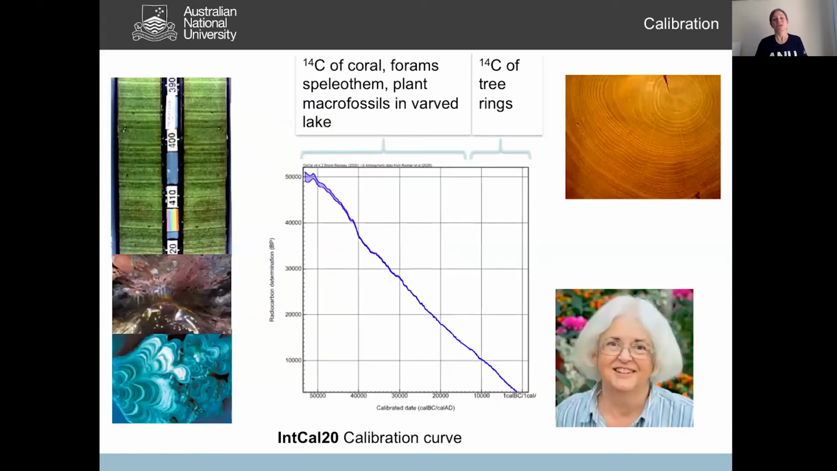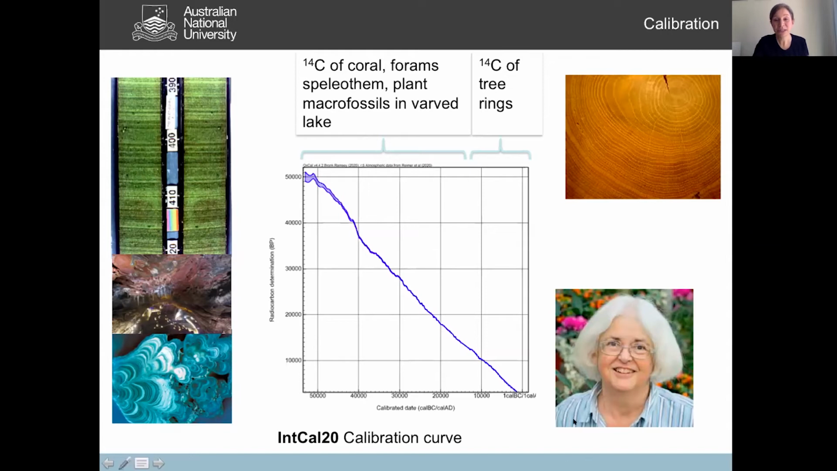So to get around this, we have a calibration curve, and it was about 1.5 weeks ago that the most recent calibration curve was published. This is IntCal20. And I have put a picture of Paula Reimer here because I don't want to give the impression that radiocarbon is dominated by black and white men. Paula Reimer has led the working group which develops these internationally accepted calibration curves for the last 20 years now.